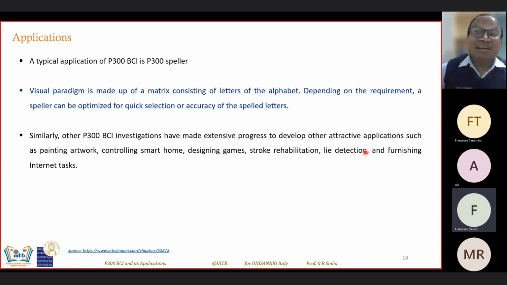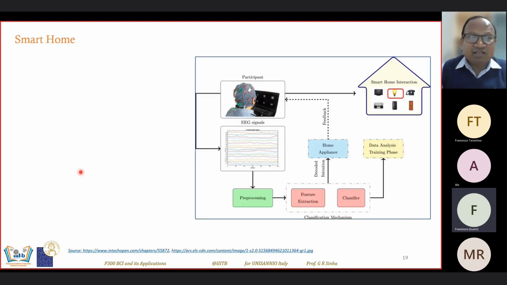You might have heard about lie detectors in criminal investigation. When a person is a criminal, who has done some crimes, we actually want to assess whether the person is telling the truth or not. So in order to assess that, and for internet tasks, these are the applications, like a smart home. The applications which are included there, one by one, I'm quickly explaining, and then we'll go to paradigms.